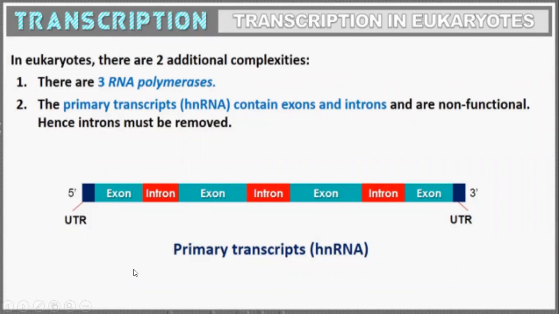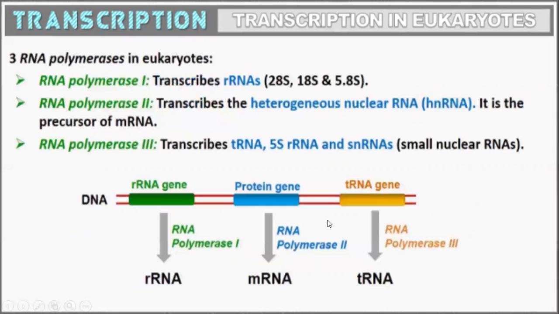Transcription in eukaryotes is our next topic. Okay, guys, in eukaryotes there are two additional complexities. First, there are three types of RNA polymerases. Second, the primary transcript, the hnRNA, contains exons and introns and is non-functional. Hence, the introns must be removed.